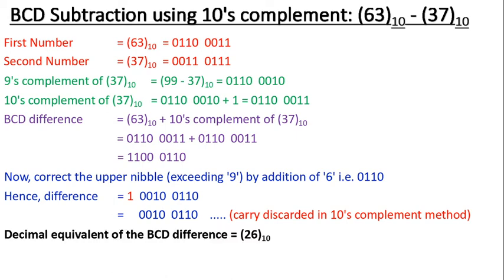And then the last line: the decimal equivalent of that BCD difference. Corresponding to these two nibbles, if I express them in decimal, it comes to be 26, that is 26 decimal. So this is about BCD subtraction by using the tens complement method, where I am expecting a positive result, because the number which is to be subtracted is a smaller one. That's why we are getting a positive result here.